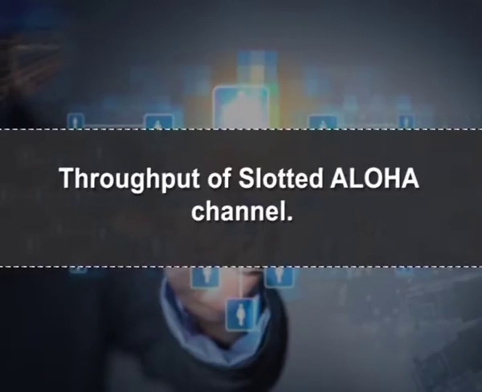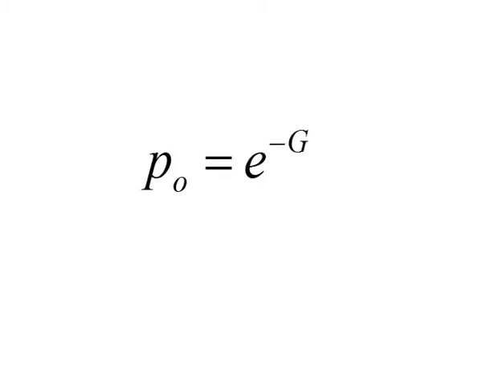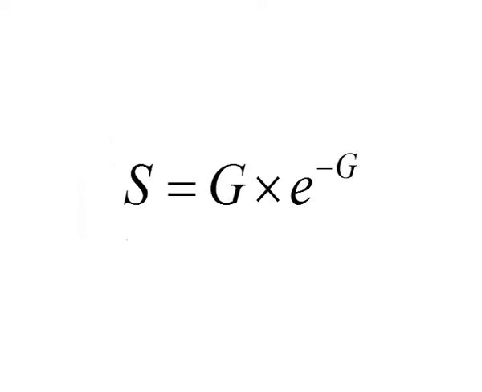Let us discuss the throughput of slotted Aloha channel. In slotted Aloha, the packets arrive in a synchronized fashion. The probability of a single transmission during a slot time, P naught, is equal to e raised to the power minus g. Therefore, throughput S is equal to g multiplied by e raised to the power minus g. The maximum throughput occurs at g equal to 1, which is twice that of pure Aloha. This means that the best channel utilization that can be achieved is around 36.8%.